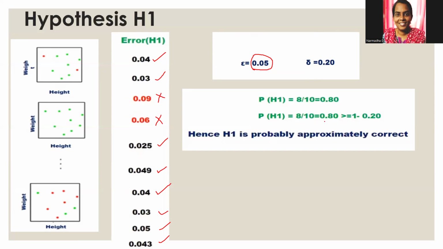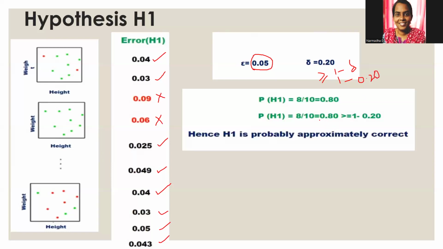Now what we need to compare, we need to put it in the formula 1 minus delta. Whether the calculated value is greater than or equal to 1 minus delta. So what is 1 minus delta? 1 minus 0.20 is equal to 0.8. So what is the answer we have already got?